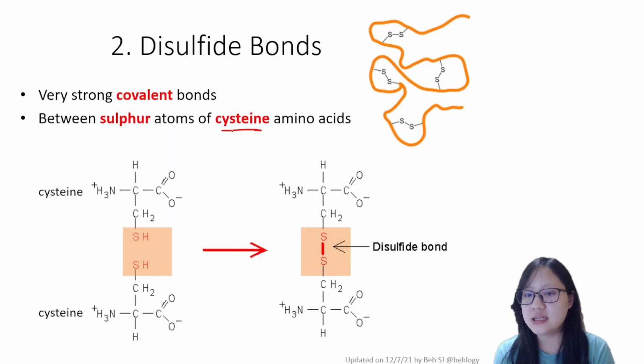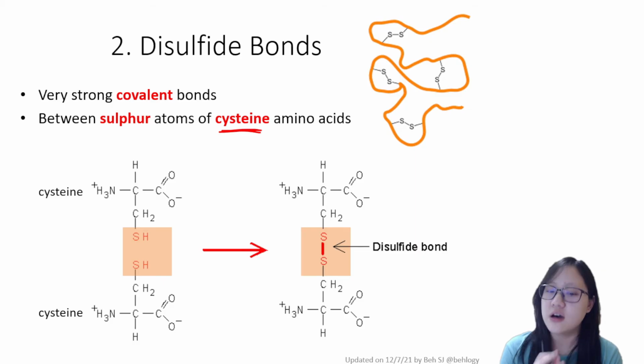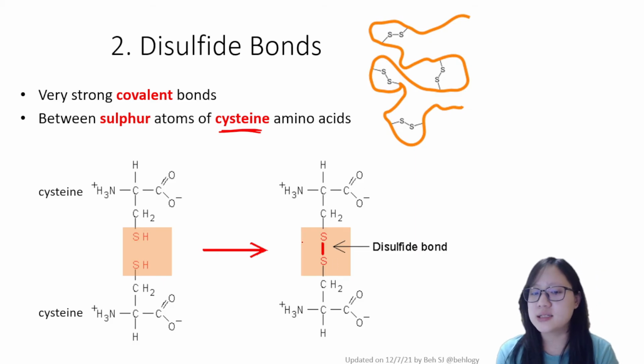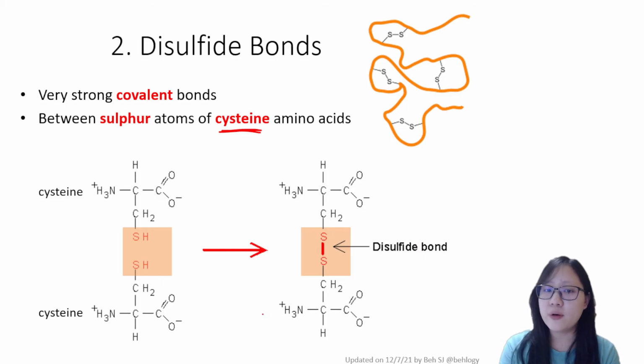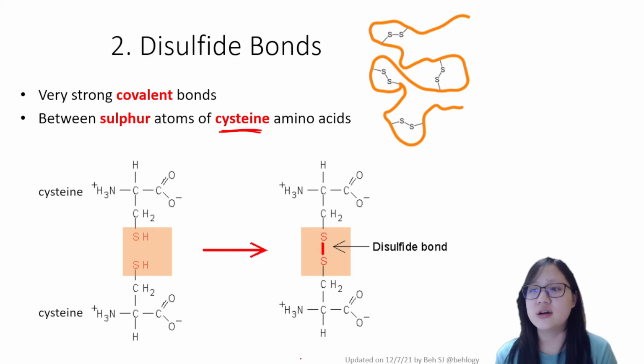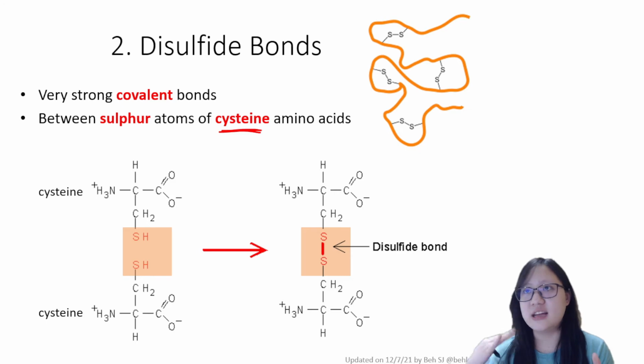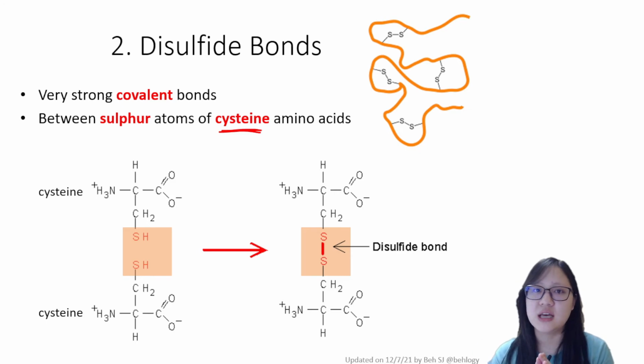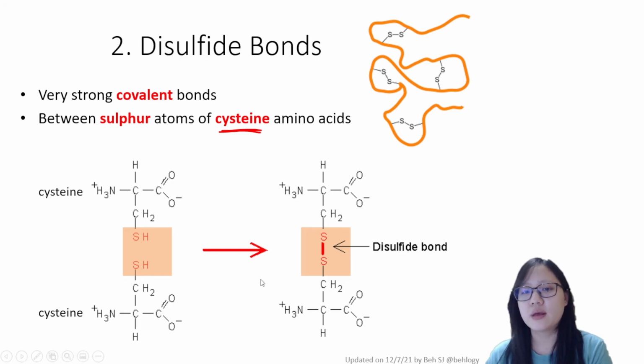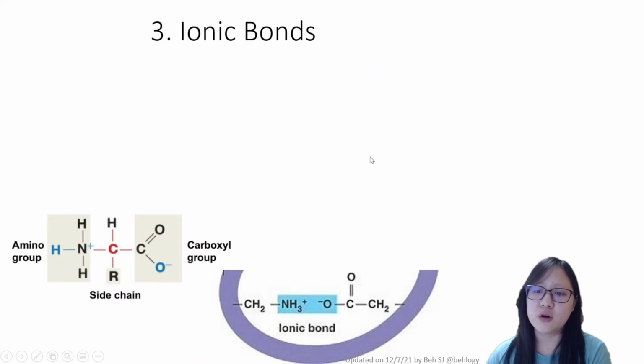Next, disulfide bonds. I mentioned this a little bit just now, and they are basically between sulfur atoms of cysteine amino acids. That's why cysteine is so important, and you need to know this amino acid, because they are the only amino acids that can form this bond right here. This is a covalent bond. It is very, very strong. Peptide bonds and disulfide bonds are about the same strength. They are covalent bonds.